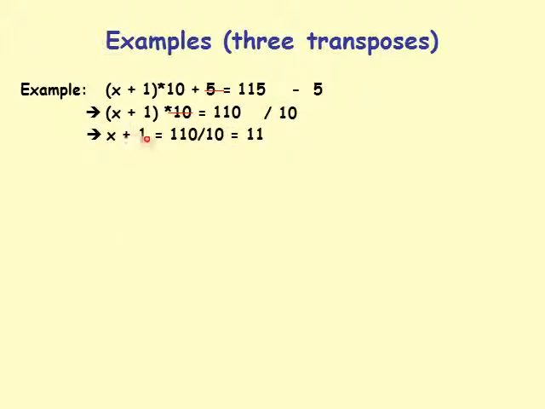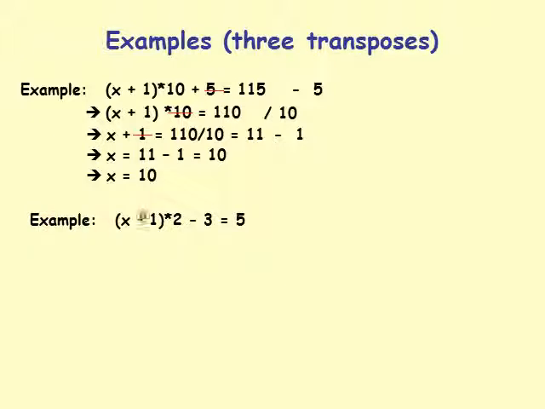That means x plus 1 right here is 110, and 110 divided by 10 is 11. Then we move the added 1 across the equal sign, and it becomes minus 1. That means x is 11 minus 1, which is equal to 10. So x is equal to 10. Let's do another example here.